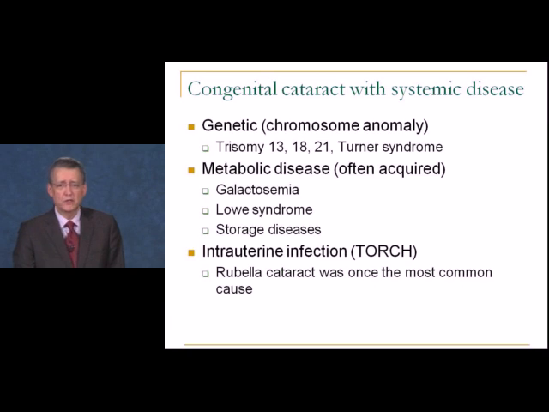And then metabolic disease, galactosemia is notable because of some of the testing that's done, Lowe syndrome because of the family history and because the parents can often have lens opacities, and then the storage diseases. And then intrauterine infection, and I point out rubella cataract because that used to be one of the most common causes of congenital cataracts.